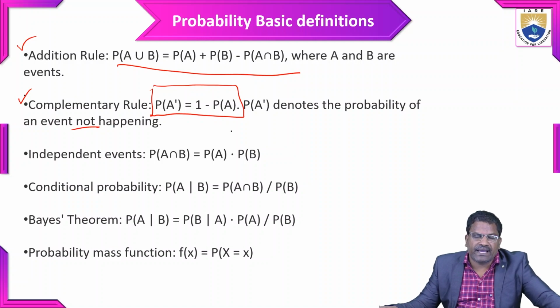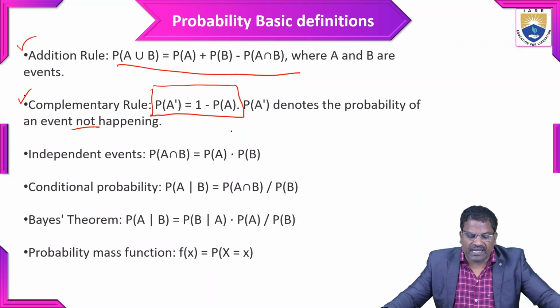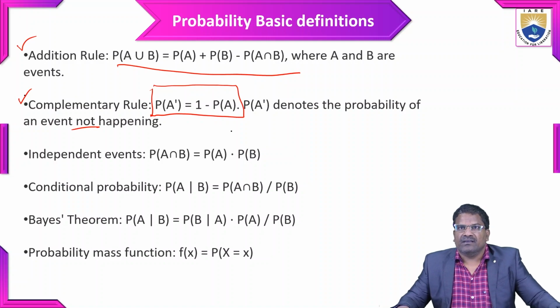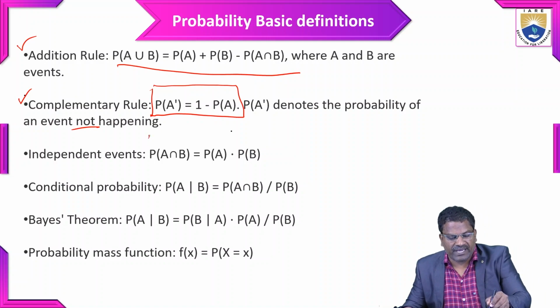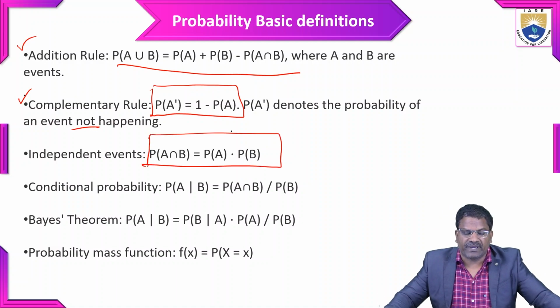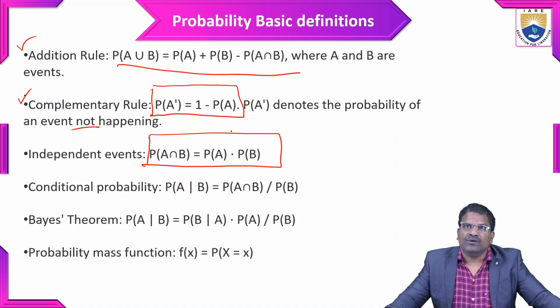Next, independent events. If A and B are independent events, then P of A intersection B is equal to P of A into P of B.